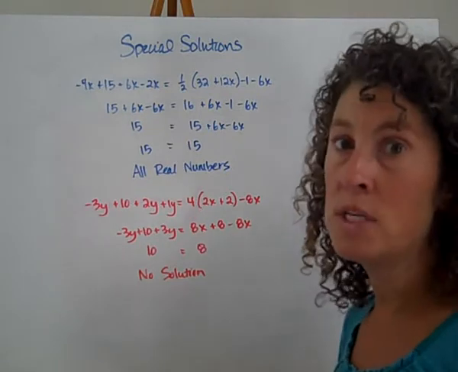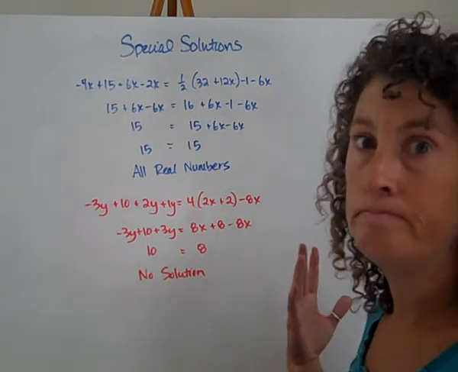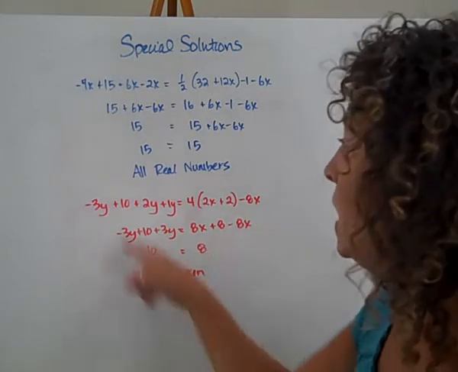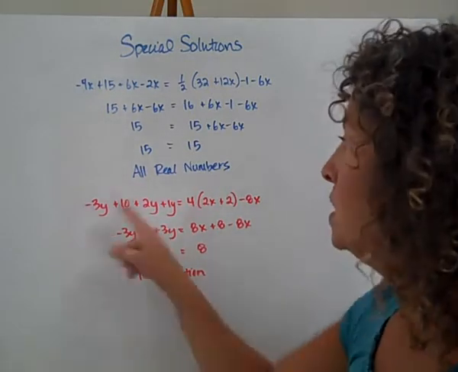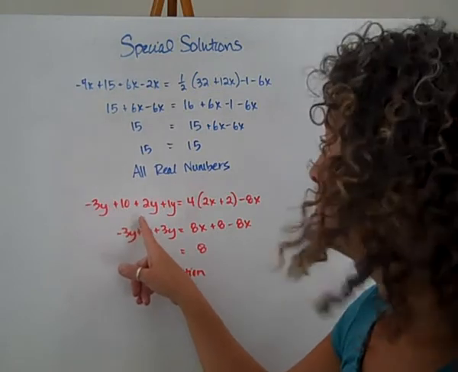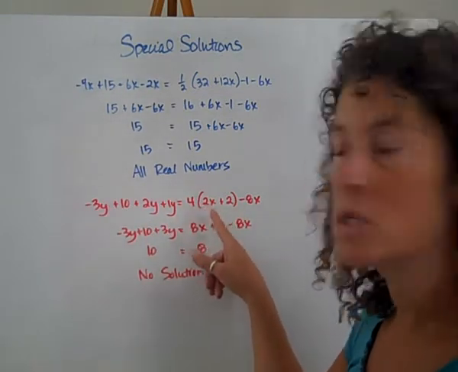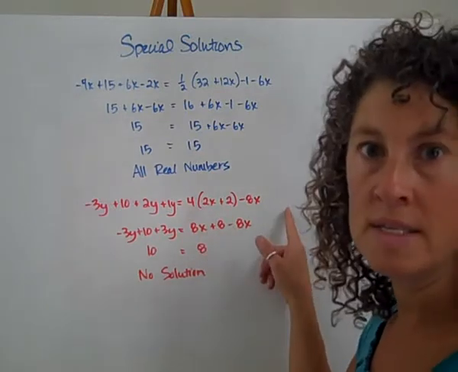So if I think about my replacement sets, I can pick any number. Any replacement set is going to have all those values work for it. Now let's take a look at another example. So I have negative 3y plus 10 plus 2y plus 1y equals 4, and then in parentheses, 2x plus 2, close those parentheses, minus 8x.